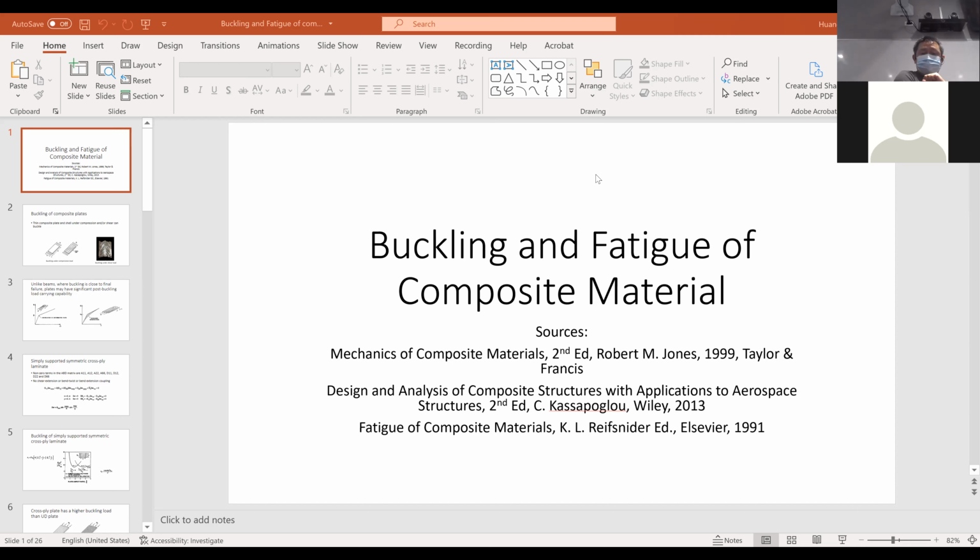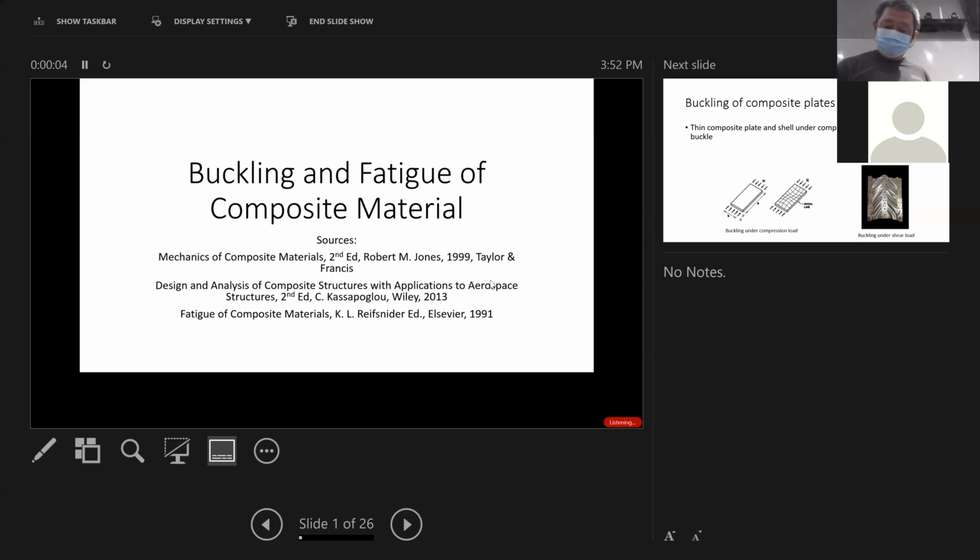So as far as the lecture is concerned, I'm gonna start covering some special topics, which are more or less standalone topics, things of interest, especially for aerospace composite structure. So today I'm gonna try to touch upon two things, buckling and fatigue, of composite material. All right. The main source of this lecture came from these 3 books. You can find them and try to read more if you're interested in more information. Those are very good sources.